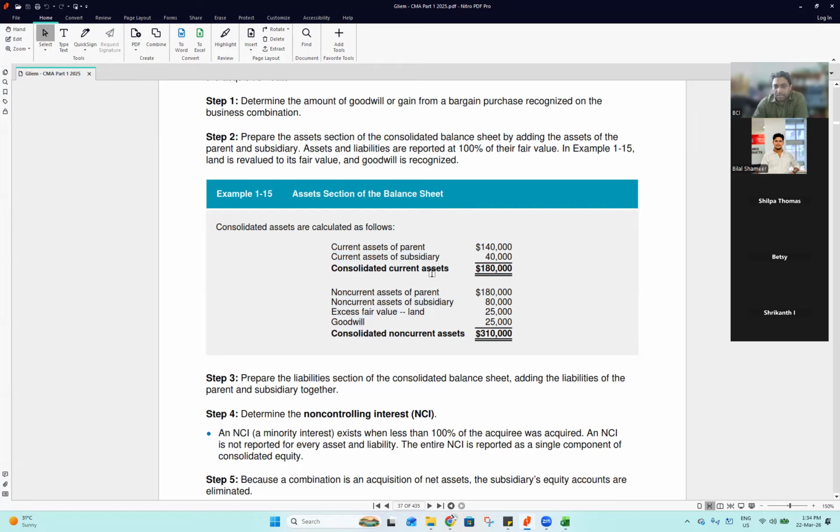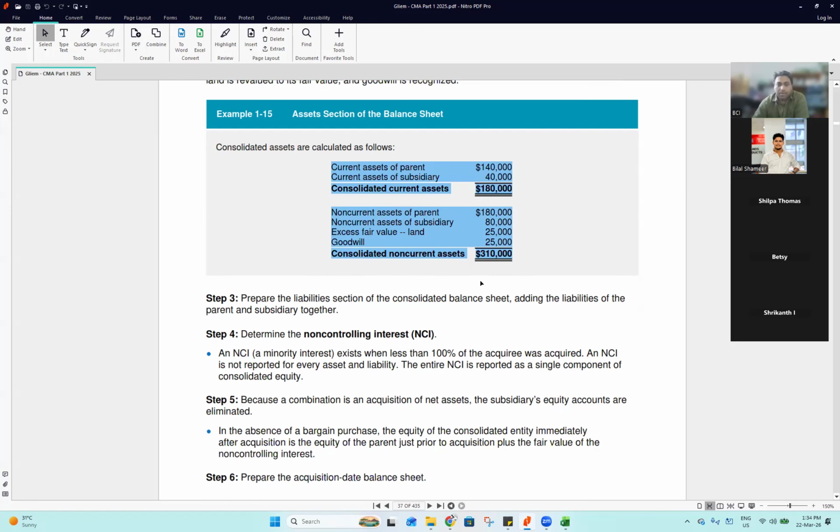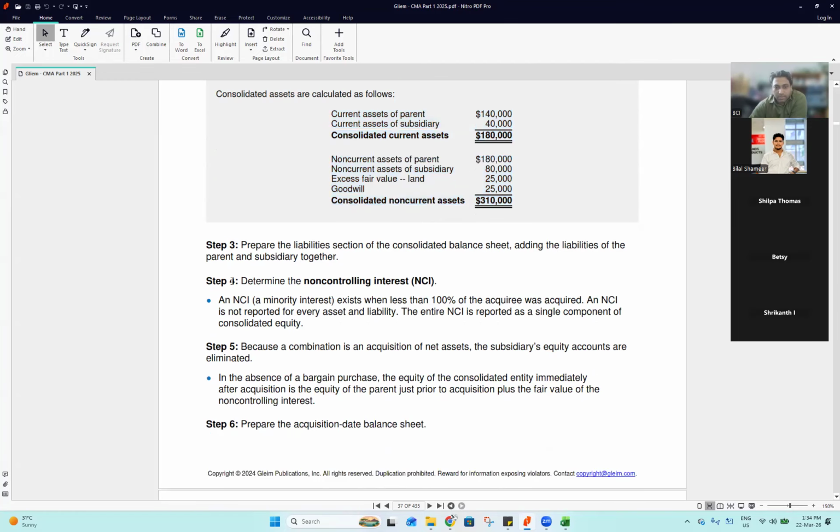Basically, this is an abstract from the balance sheet, just to show the assets only. Now, next, prepare the liability section of the consolidated balance sheet, adding the liabilities of the parent and subsidiary together. Now, fourth step, determine the non-controlling interest.